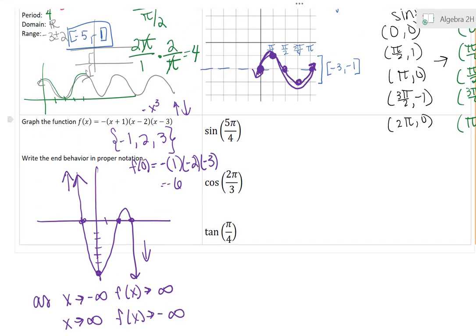Last one, we are evaluating. So let's try to do this by memory. I know that cosine of 2 pi over 3, 2/3 is going to be less, so we're looking at something like right here. We can also make some assumptions on what these values are going to be. So 2 pi over 3, I'm going to draw that again.